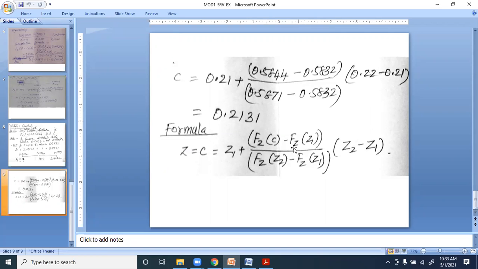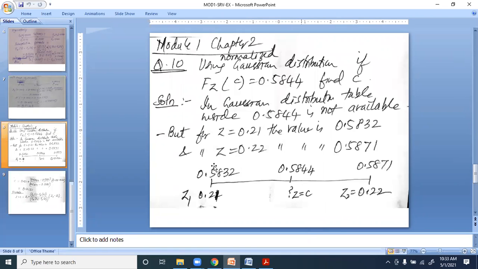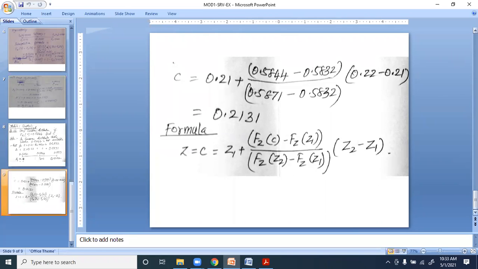F(C) is this, F(Z1) is this, F(Z2) is this, F(Z1) is this, Z2 is this, Z1 is this, from the figure which I have written over here, right? I told you how to write this figure. Correspondingly, we can find that out. So at the end, if you simplify this, you'll get 0.2131. This is problem number 10.